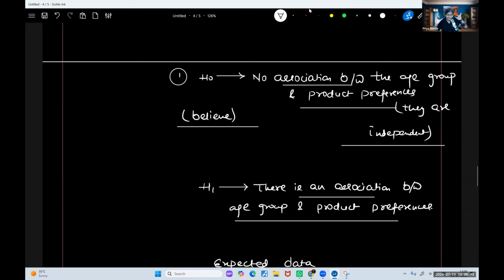Don't bring in the positive-negative aspect, because then there will be confusion. You have to read the problem statement very carefully. You have to see what their belief is, and that will be a part of the null hypothesis, and the contradictory of that will be a part of the alternate one. Is it all right? Is it okay? Shall we move further?